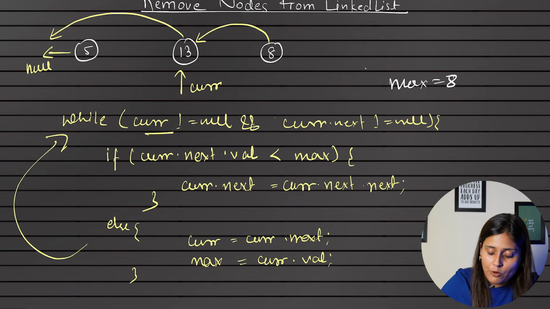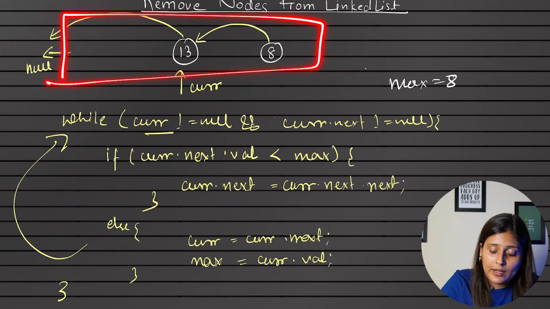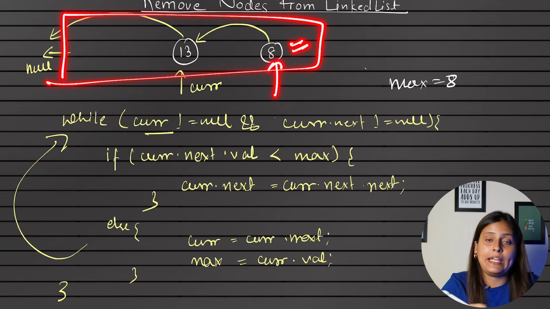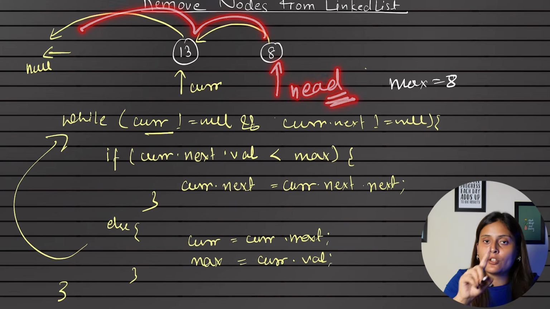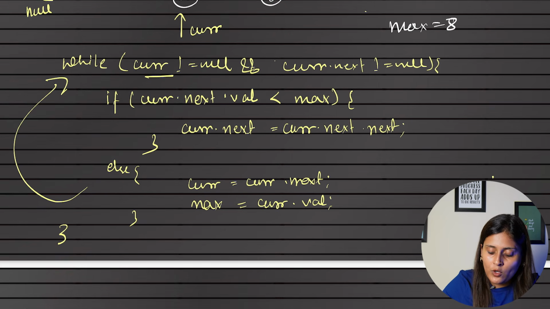Now after coming outside the while loop, I can say that I am ready with the linked list. Correct? This got deleted, 5 got deleted. So I am ready with the linked list, but I don't have a track of 8. So before moving your current ahead, this was your new head, right? So keep your new head saved, and after coming outside the while loop, just return your head, and that's it.